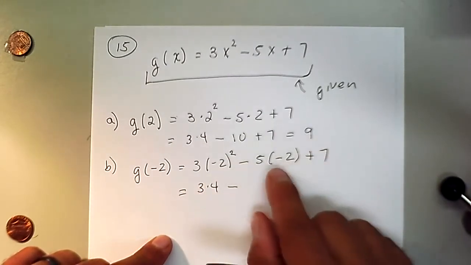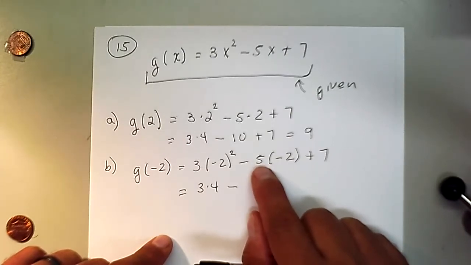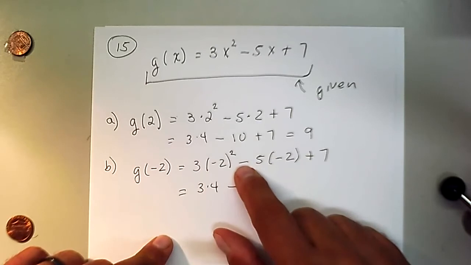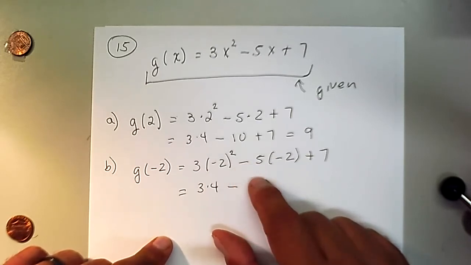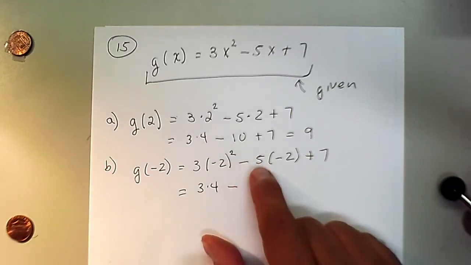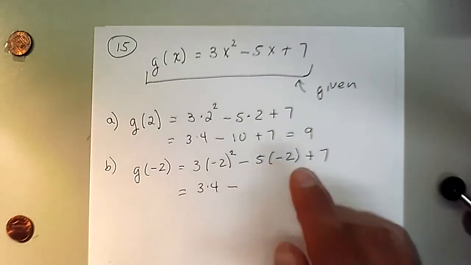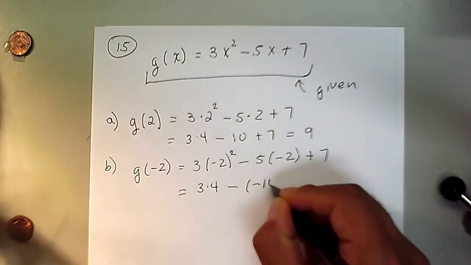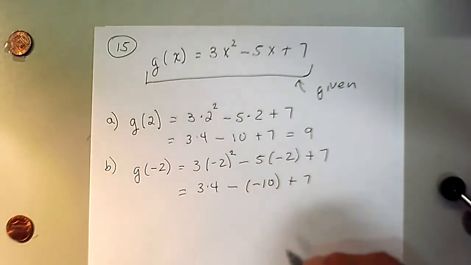Minus, whoa, we got to be careful. There's two ways to handle this. We can think of this as, I was going to say negative 5, but we're subtracting. I'm going to keep the subtraction and think of this as 5 times negative 2, which is really negative 10. There we go. And keep the 7 there.